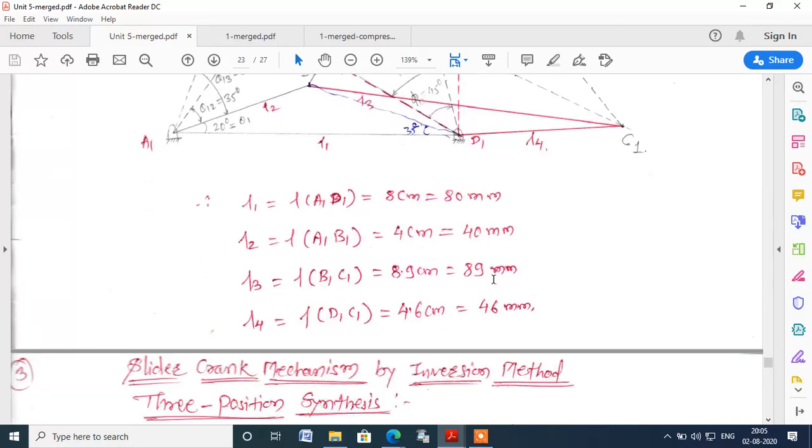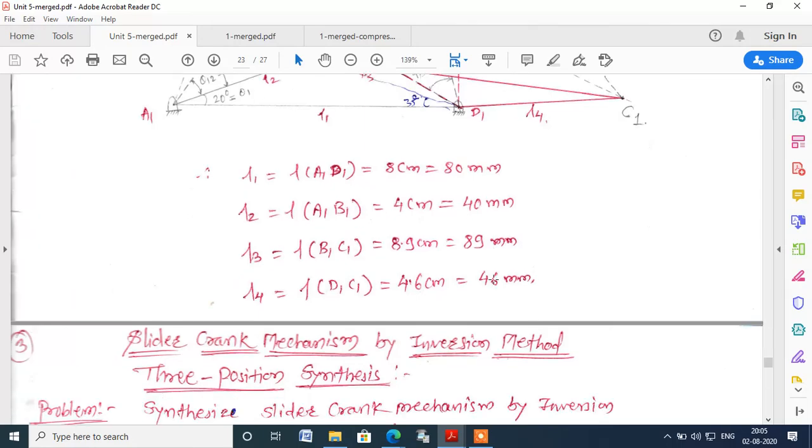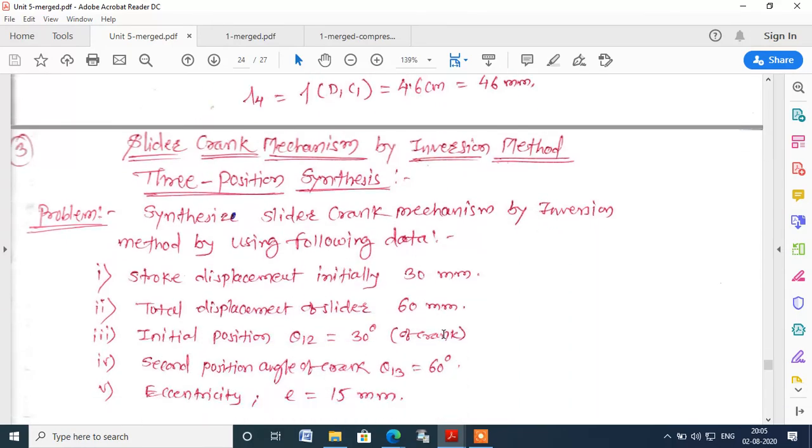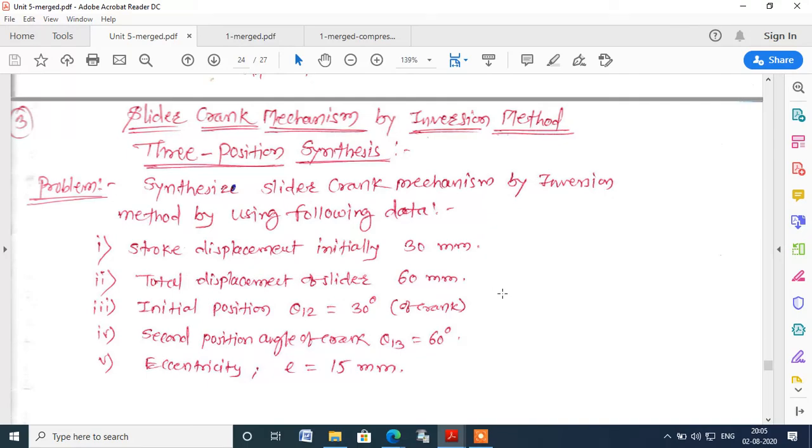So this way we have completed the method of inversion for the 4-bar mechanism. We have synthesized a 4-bar mechanism by the graphical method, that is method of inversion. Another mechanism is the slider crank mechanism. You also have to synthesize the slider crank mechanism, three position synthesis by inversion method. In the exam, three position synthesis is asked. So the next topic is the slider crank mechanism by inversion method, three position synthesis. This we will see in the next class.